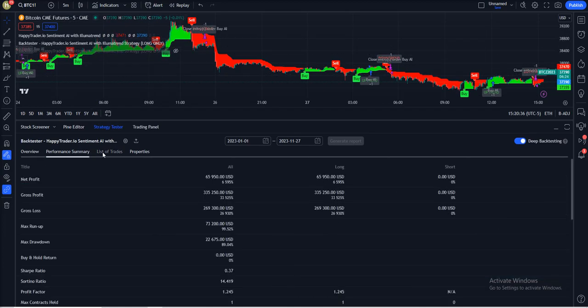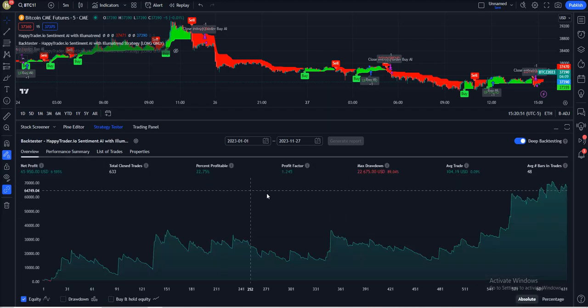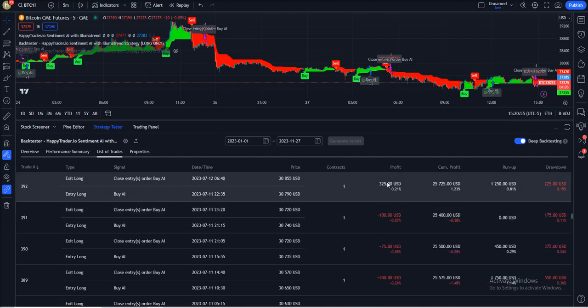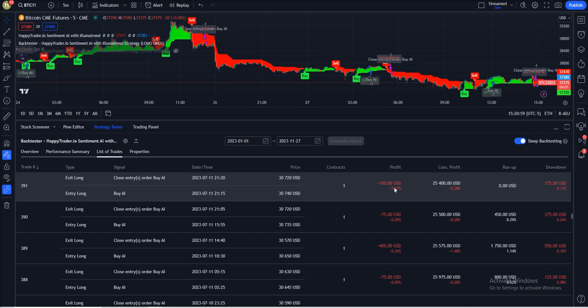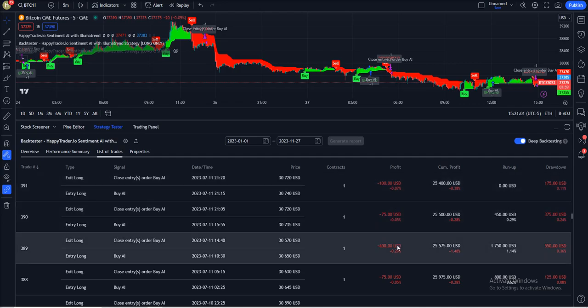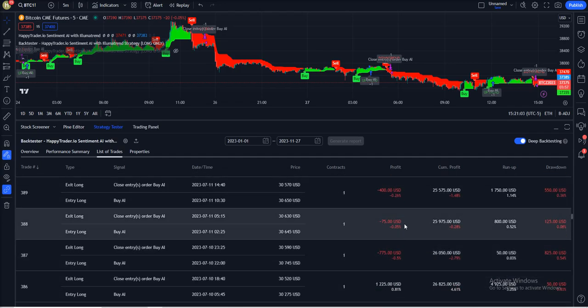And some other things that we can look at. Let's see. We had a gross profit of 335,000. Then you take the gross loss of 269,000, and then of course you can see max run up and max drawdown, and it looks good overall. Now you do have to be thick-skinned when it comes to trading this type of capital, especially when you go through these losers. If you think about this in terms of real money, when you start going on losing streaks like this, you're going to start to question your strategy.